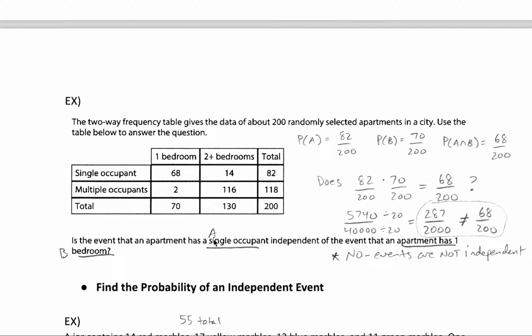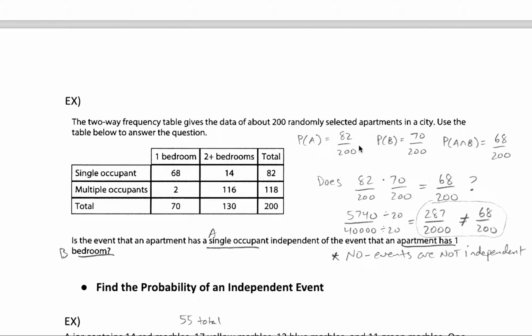Let's see. Probability of event A we'll call the single occupant probability. So let's see how many single occupants we have. We got 82 out of 200. We'll call event B an apartment that has one bedroom. So let's see how many one bedrooms we have. We got 70 out of 200. So there's the probability of choosing that. Let's find the intersection. That would be an apartment that has one bedroom and has a single occupant. Single occupant and one bedroom intersect right here at 68, so 68 out of 200 would be the probability of the intersection.